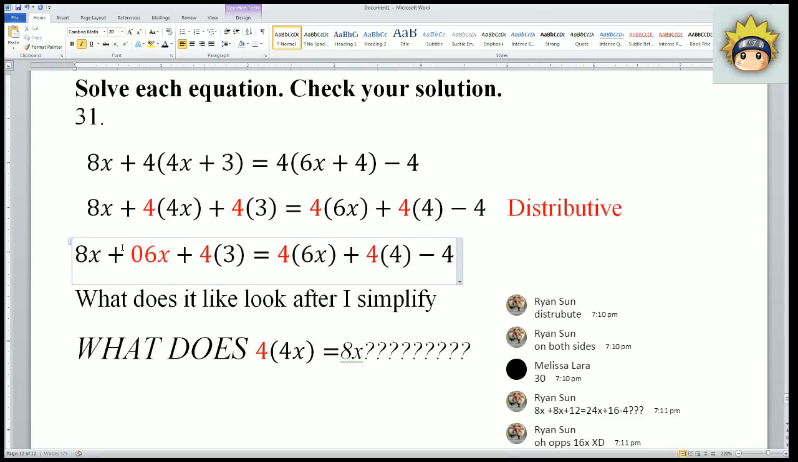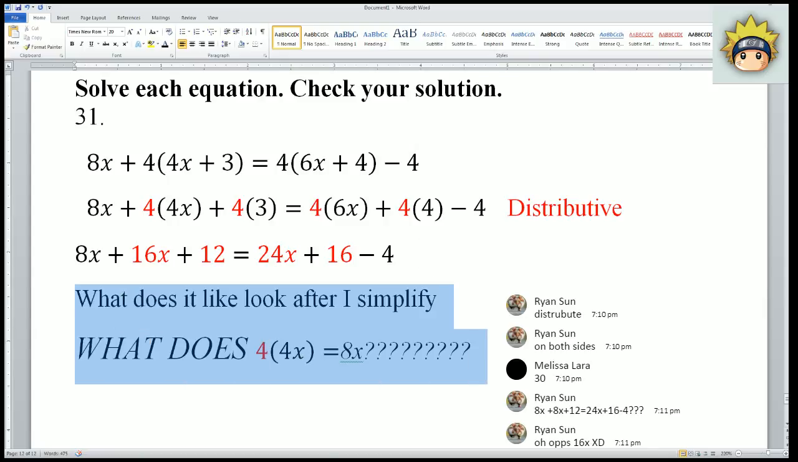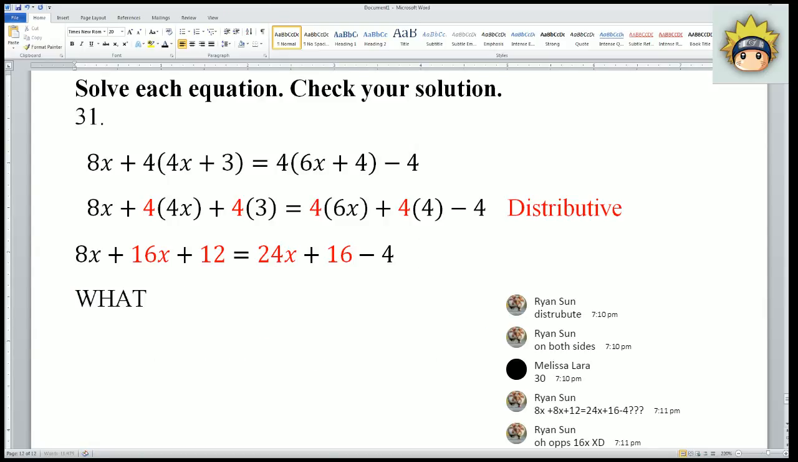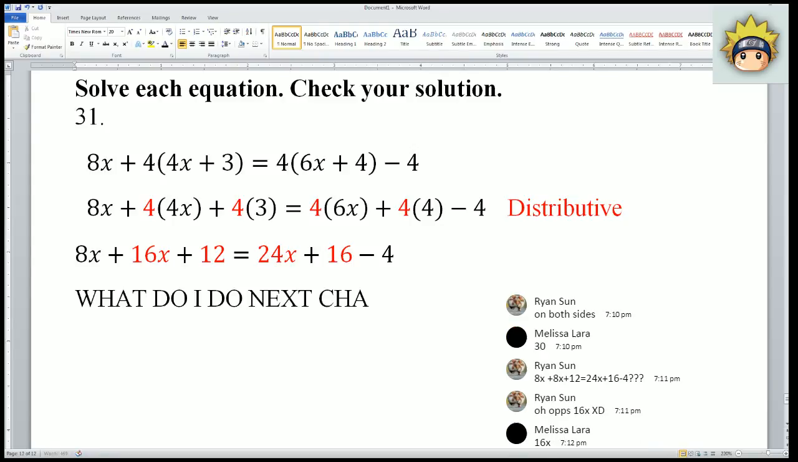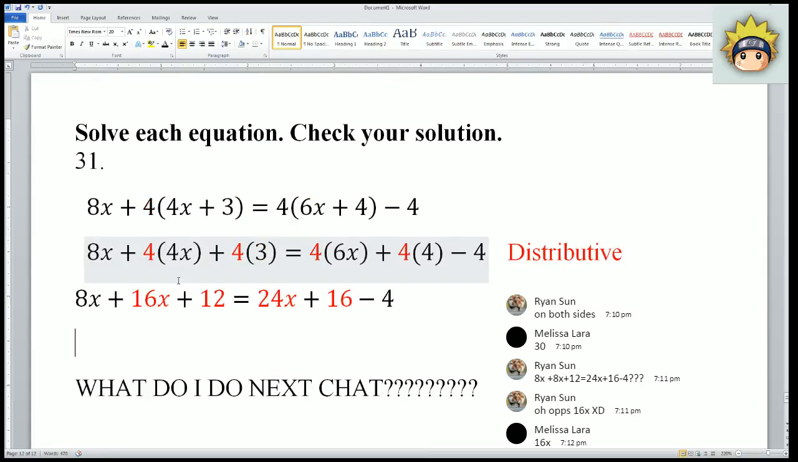Good. This becomes 12. That remains the same. That does become 24x. That's correct. This becomes 16, and that is a 4. Good. What do I do next, chat? Very important. What do I do next?